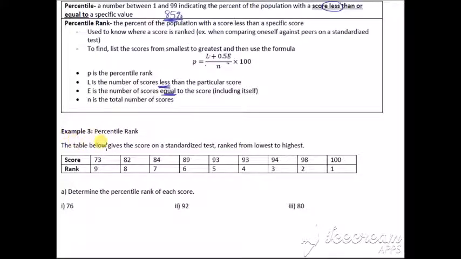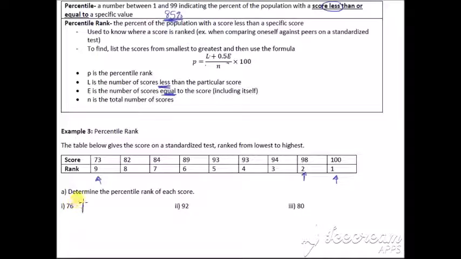Okay, the table below gives the scores on a standardized test ranked from lowest to highest. So the highest, you would be ranked 1. I'm number 1 in the test. Number 2, and that's why the rankings are going backwards. Ranked 9th means you were the lowest. Okay, and then these are already in order for us: 73, 82, 84, 89, 93, 93, 94, 98, 100. So what we're going to do is determine the percentile rank of each score.